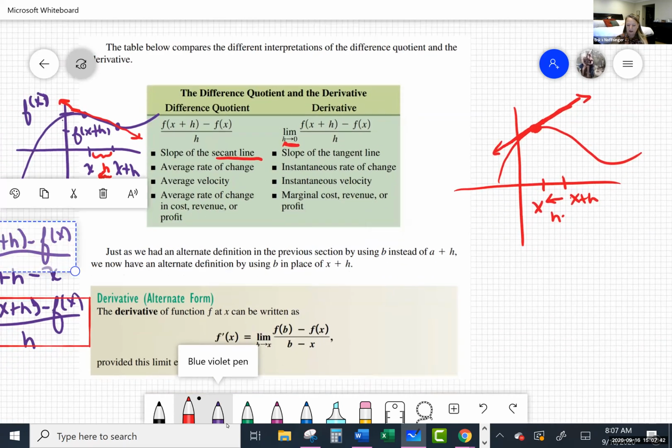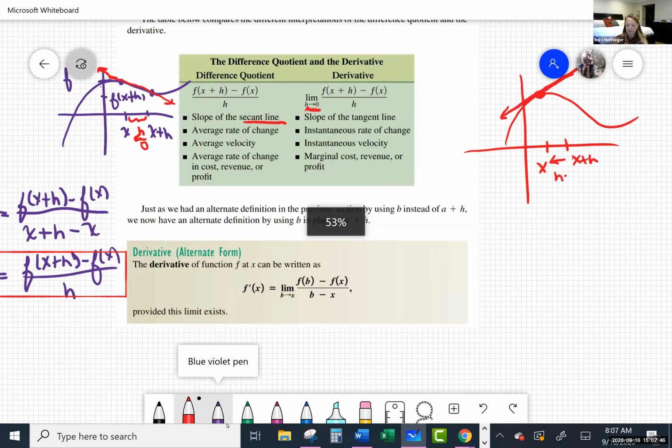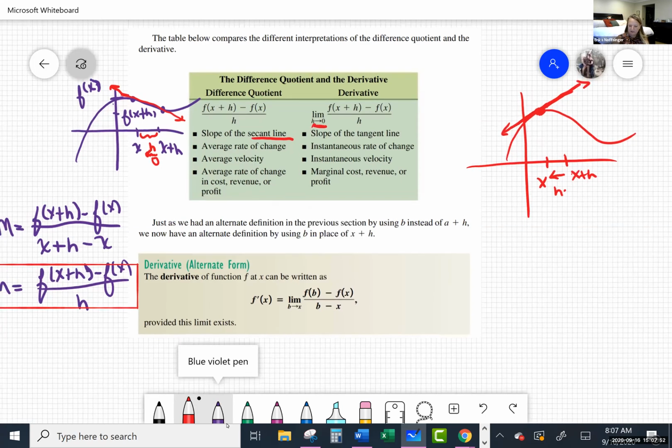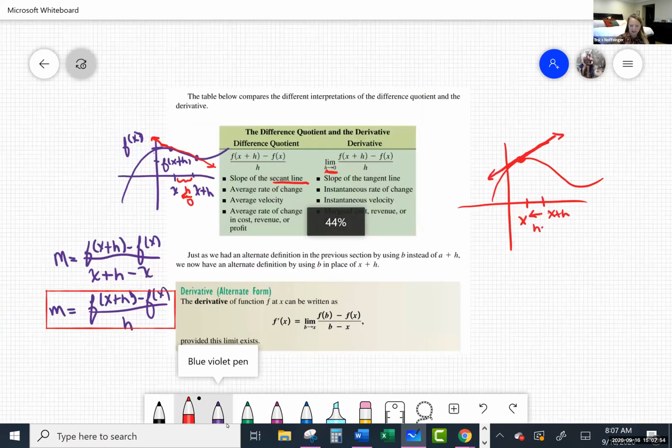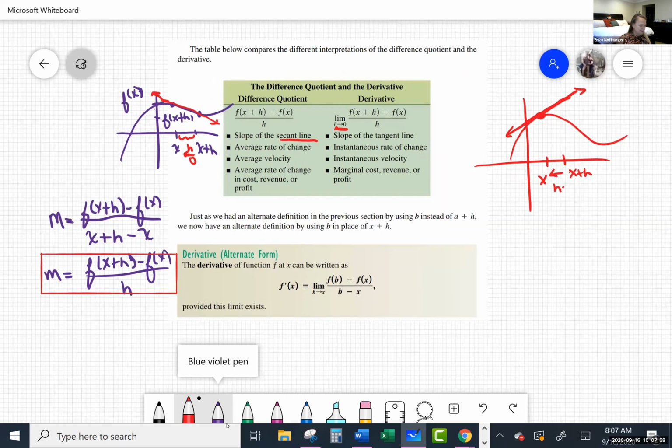Okay. So this was just an alternate form of the derivative. I didn't use that form. I tend to like the other one, but if you want to, you're welcome to use that. Okay, so let's pull some examples. That was just a quick review, unless you have any questions on that.